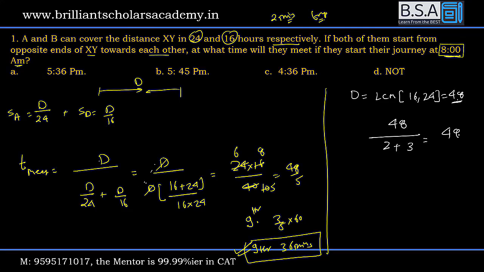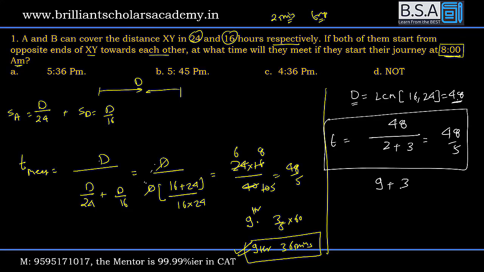So if I assume a distance, it becomes easier for me to solve. In fact, I get the answer in 2 steps. 9 hours and 36 minutes. So 9 hours from 8 a.m., 4 hours is 12 noon, and 5 o'clock and 36 minutes. Assumption, how to assume that? You take the LCM of speeds and imagine this as distance.